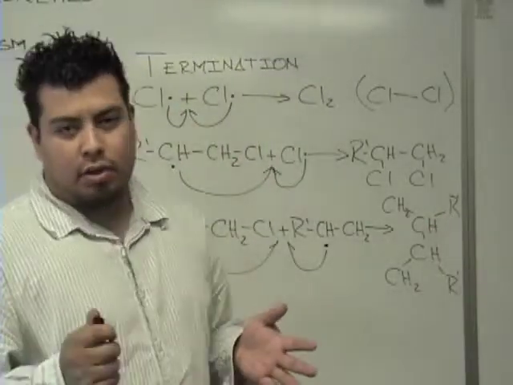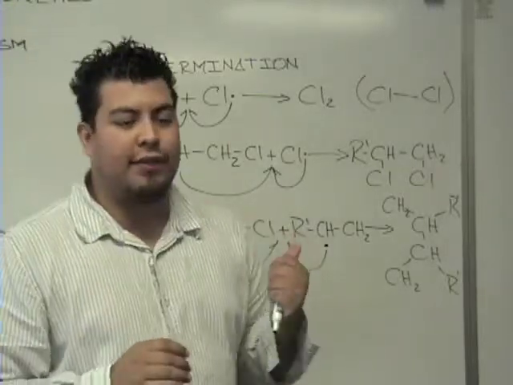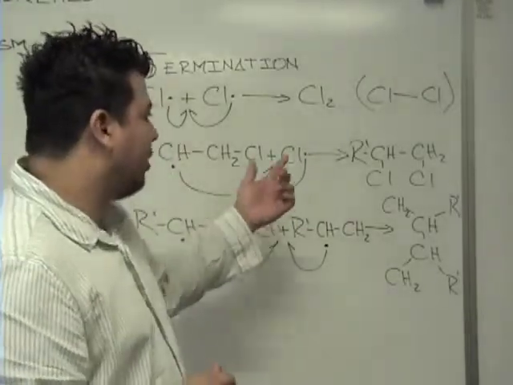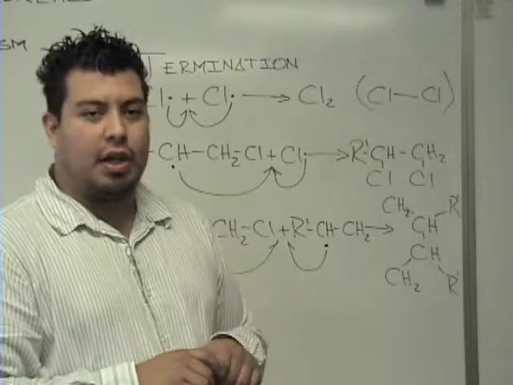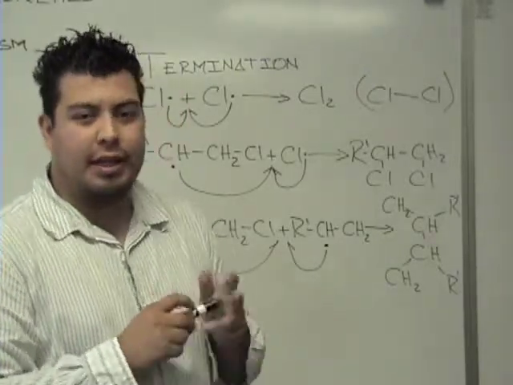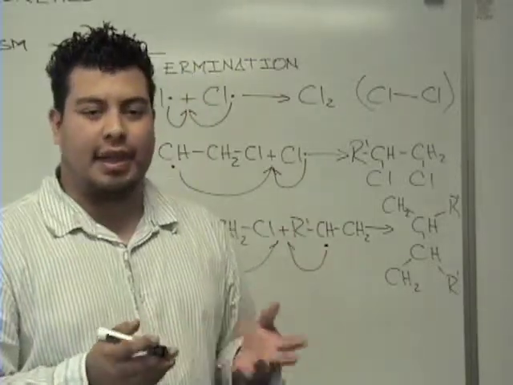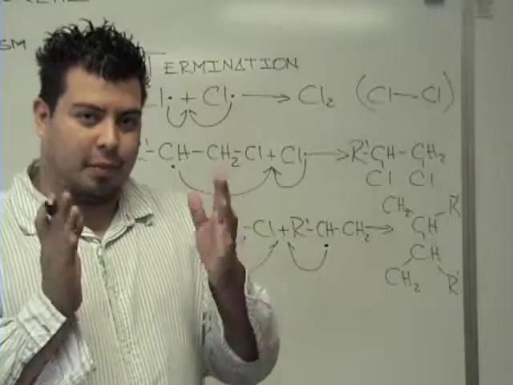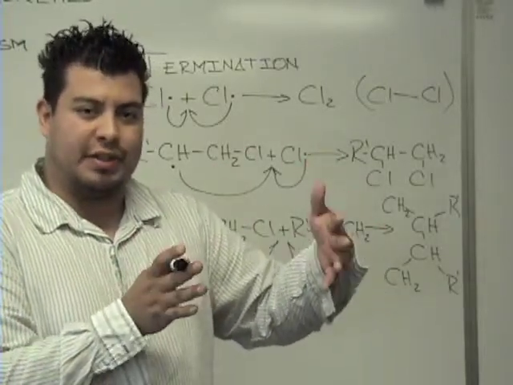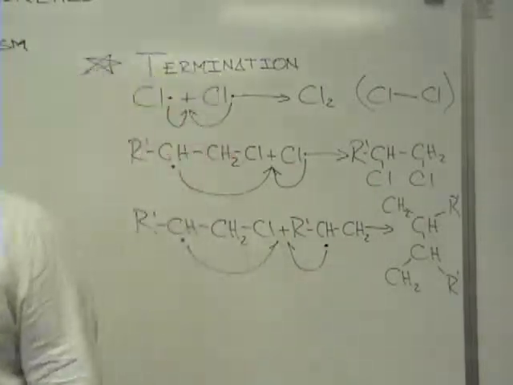One important note to remember here is that this will give you an anti-Markovnikov addition of the halogens, and it's simply because of the stability of radicals, which is the same order as carbocations. The most stable is going to be tertiary, and the second is going to be secondary, and so on and so forth. So there it is.